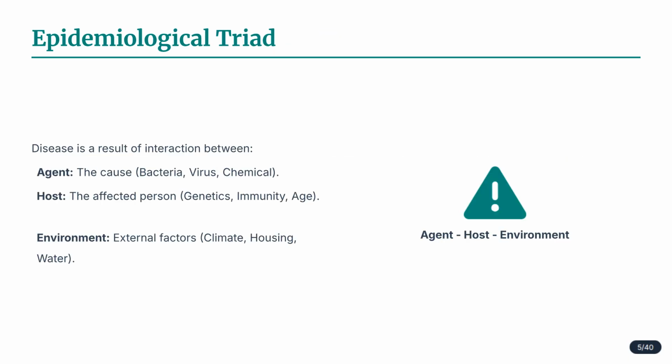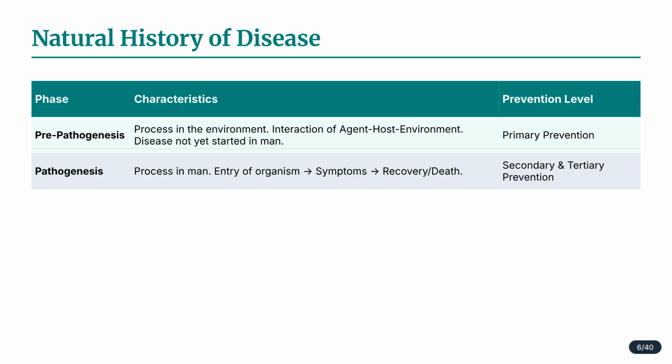The epidemiological triad illustrates that disease results from the interaction between three components: agent, host, and environment. The agent is the cause, the host is the affected person, and the environment covers external factors. This slide illustrates the natural history of disease. It generally progresses through pre-pathogenesis and pathogenesis stages, which include primary, secondary, and tertiary prevention efforts.